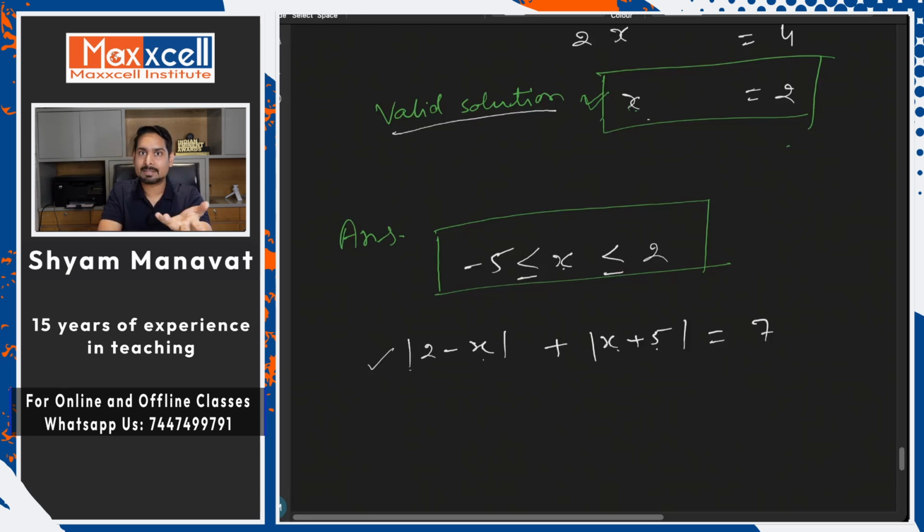Little complicated, little difficult value. Let's take a decimal value. For example, let me take x is equal to 1.5. 1.5 is between minus 5 and 2, right? So x is equal to 1.5. So 2 minus 1.5 is 0.5. And 1.5 plus 5 is 6.5. Add both of them. You again get equal to 7. So do you believe now that this range is the solution?